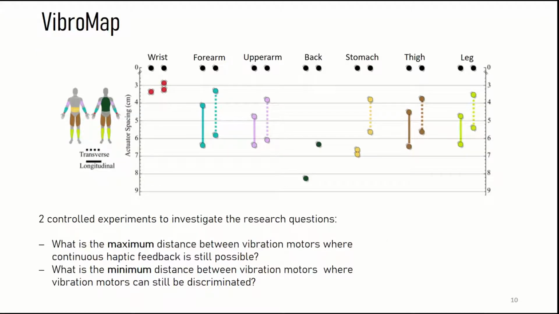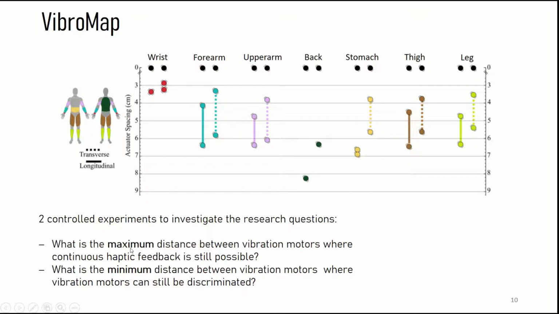Our contribution is VibroMap. It's a map of the minimum and maximum distances possible across body parts and orientations. We included 7 body locations in our experiments: the wrist, forearm, upper arm, back, stomach, thigh, and leg. In each of these body locations, we tested 2 orientations, a transverse orientation, which is around the body part, and a longitudinal orientation, which is along the body part.